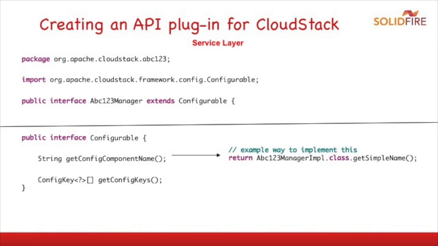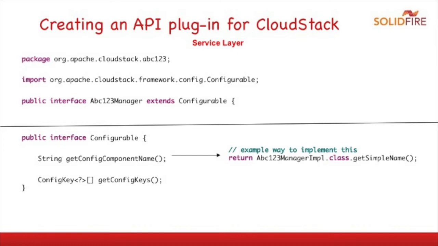So let's go ahead and take a look at the service layer first. That's the one on the far right. If we were looking at our original diagram, API layers on the top, service layers in the middle. So this is the business logic. And in my case, I had an interface that I called ABC123 Manager.